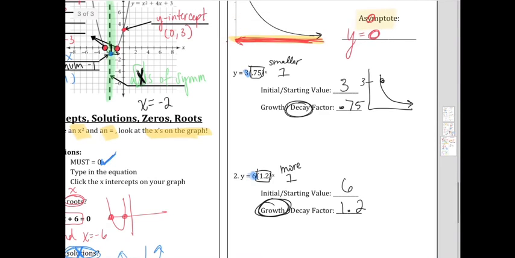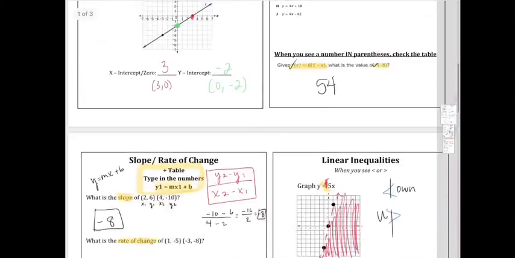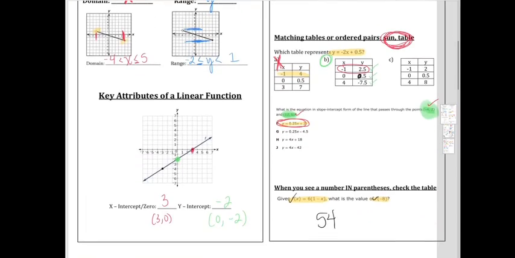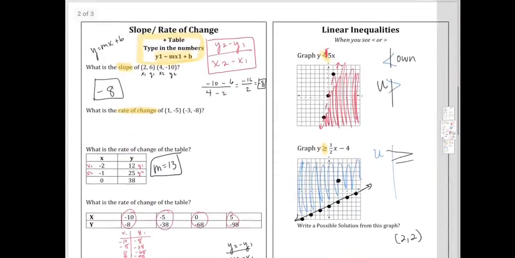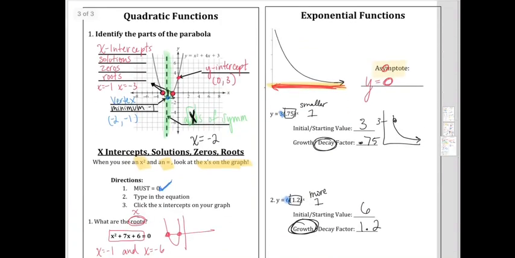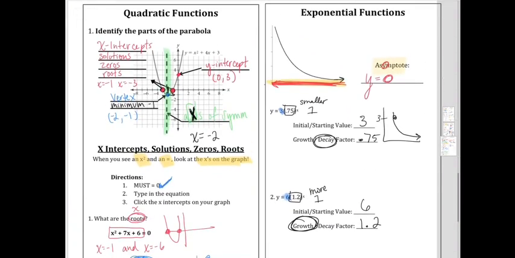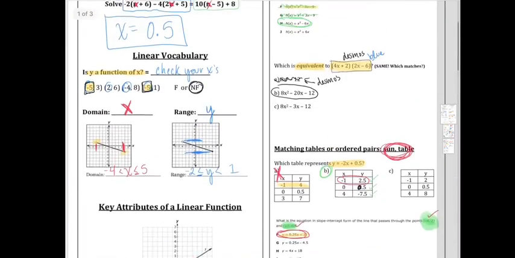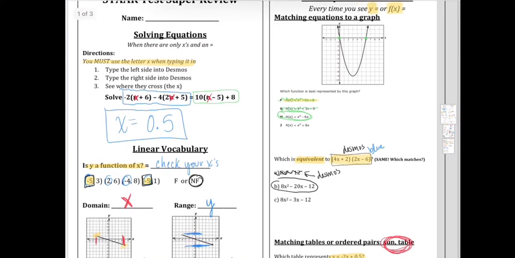Okay? So it's a lot, but this is everything that you need to know. We started off by talking about linear stuff, matching graphs or matching tables. Then we talked about slope, rate of change, systems of equations, quadratic functions, and exponential functions. This is all of Algebra 1 in a nutshell. If you ever see the phrase equivalent to, they use it all the time on this test. Equivalent to means you could type it into Desmos, type in your answer choices, and see what matches.